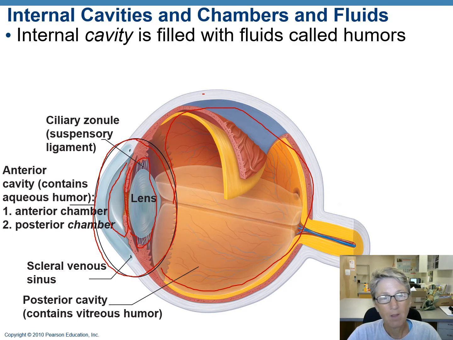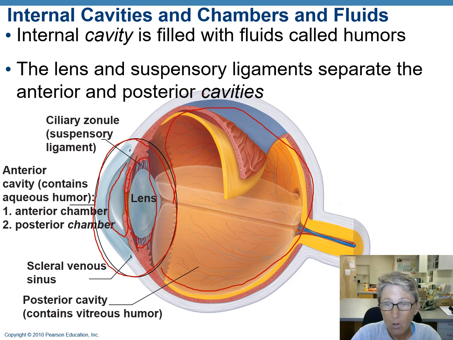The internal cavity, both the anterior and posterior cavity, are filled with fluids called humors. I think humors is Greek for fluid. The lens and the suspensory ligaments, so here's the lens, and then these little white lines here, those are suspensory ligaments. They separate the anterior and posterior cavities.